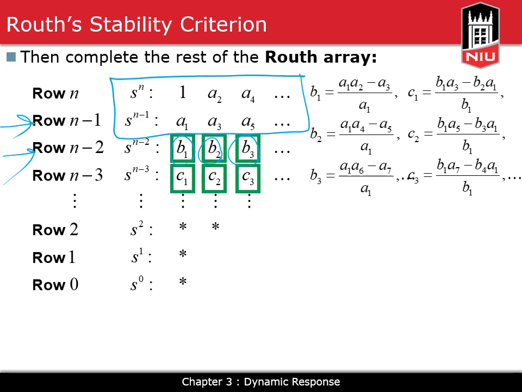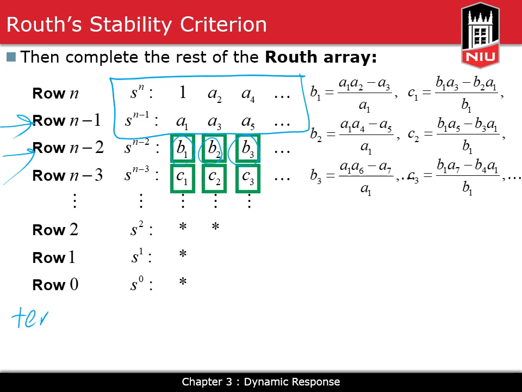If you look at B1, B2, B3, you see in the denominator, they all have A1. That's the first term in the row above. If you look at the formulas for C1, C2, C3, you see they all have B1 in their denominators. That's the first term in the row above the C's. So we already know what's in the denominator. The numerators look like a determinant. So let me write the formula here.